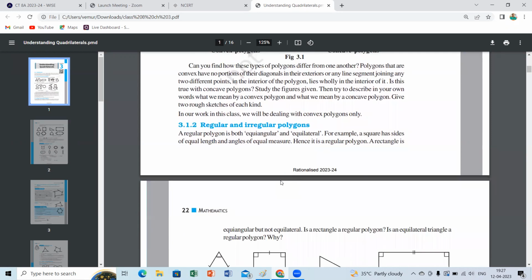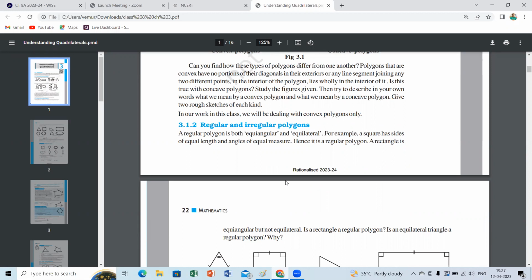Okay, ma'am. Now the next point, regular and irregular polygons. What are regular polygons? The word we already heard, children, in lower classes. What are regular?